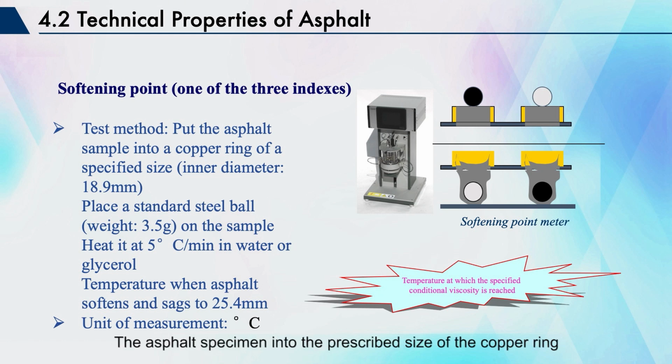The asphalt specimen is placed into a copper ring of prescribed size. A standard steel ball weighing 3.5 grams is placed on the specimen. The specimen is placed in water or glycerin, heated at a rate of 5 degrees per minute. As the water temperature gets higher and higher, the asphalt specimen becomes softer and softer, and the small steel ball placed on top will fall down. When the softened asphalt sags down to 25.4 millimeters, that temperature is the softening point of asphalt.